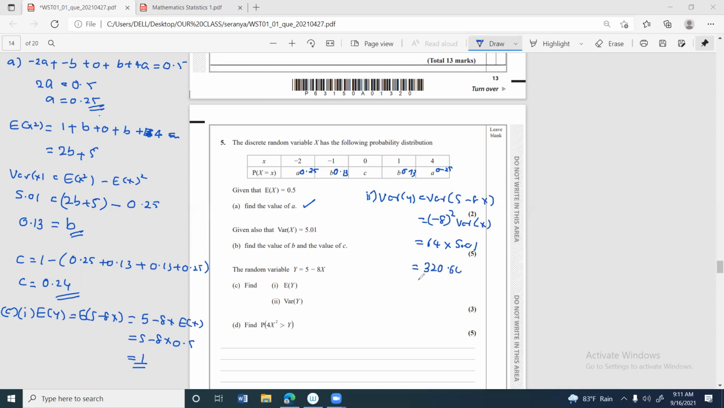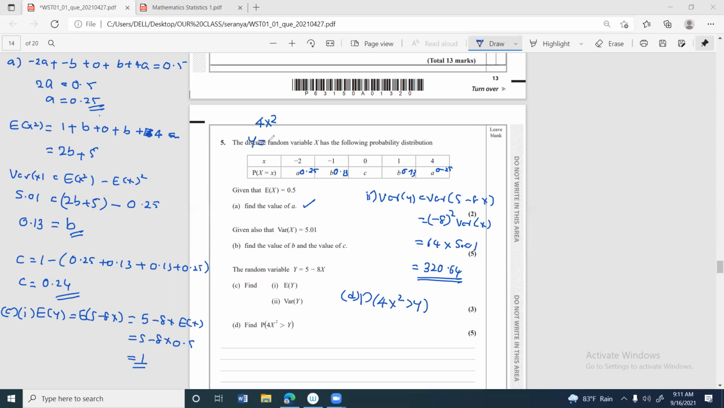320.64 would be the answer for that question. Okay. Then part B. We need the probability that 4x squared is greater than y, right? Then what you need to understand is, how are we supposed to do this? We know that y is equal to 5 minus 8x. Then we need to work out these two values for this table. We need to calculate what 4x squared is and what the y value is.